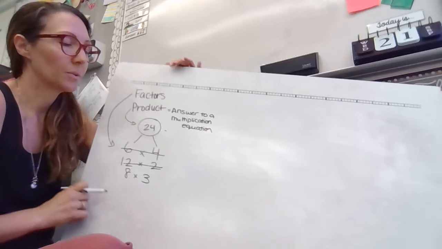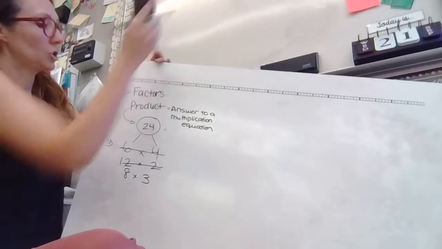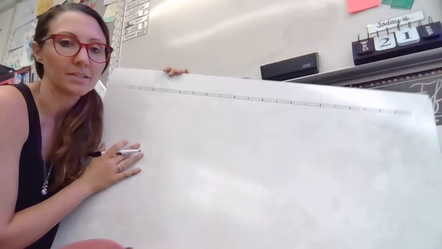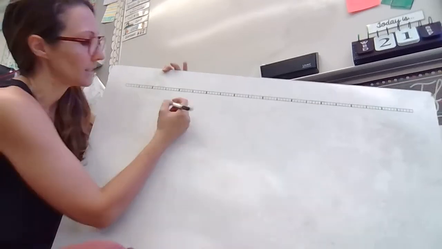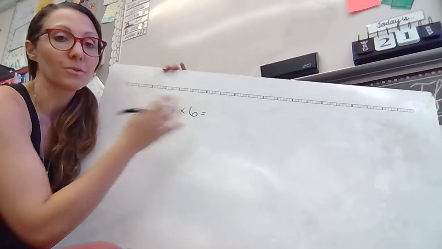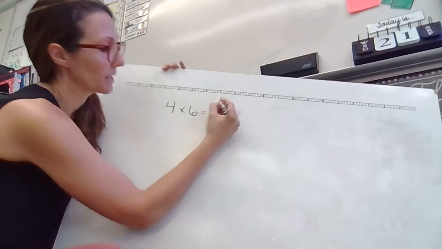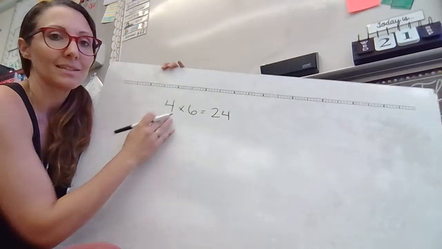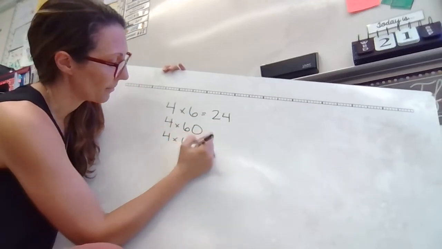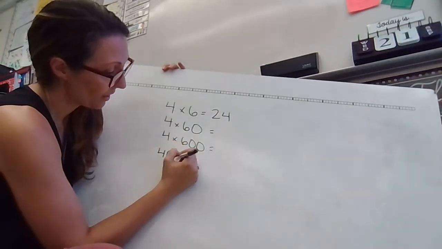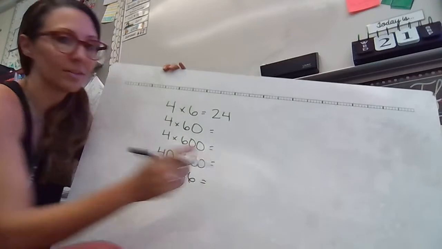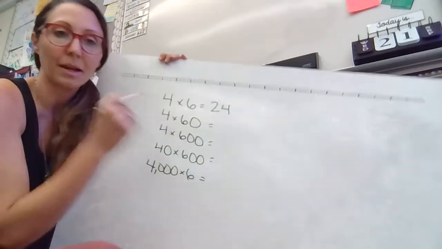Now, when we're talking about mental math, we are talking about finding answers to problems just using our brain. And that's using a strategy that we already know how to do. So let's say I have 4 times 6. Well, if I know my 4s or my 6s, then I know that 4 times 6 is going to be 24. But now let's say that I have a lot of other things. If I have 4 times 60, 4 times 600, 40 times 60, 4,000 times 6. All of these look really challenging because now they're getting bigger and bigger and bigger.